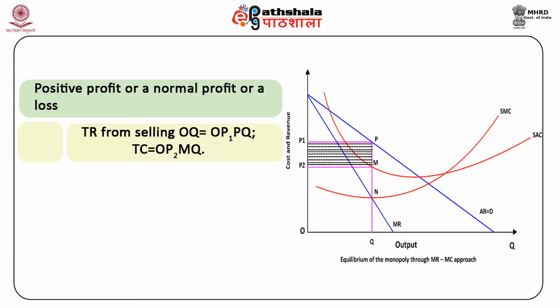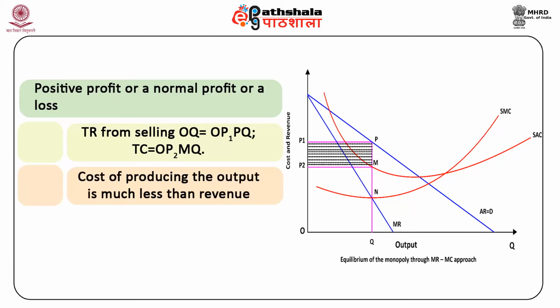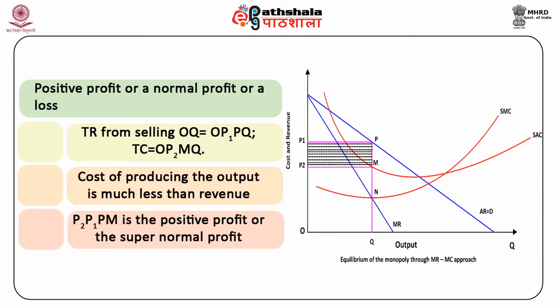OP2MQ. Here, clearly, the cost of producing the output is much less than the revenue which the monopolist earns after selling it to its customers. Hence, the rectangle P2P1PM is the positive profit or the supernormal profit which a monopolistic firm earns in the short run.